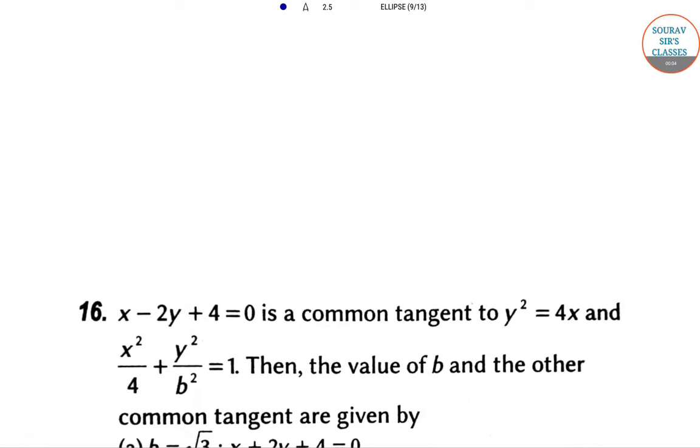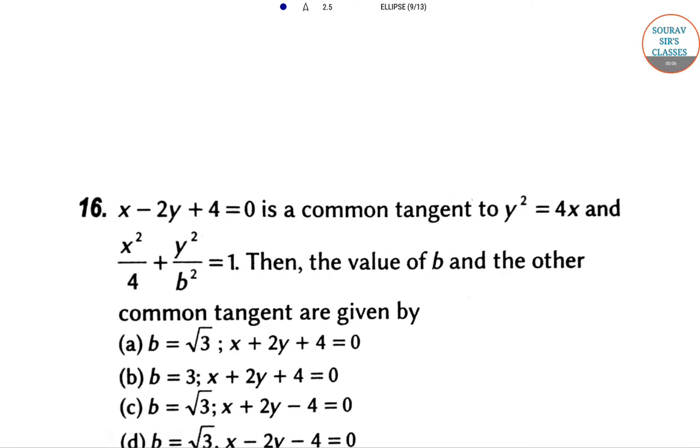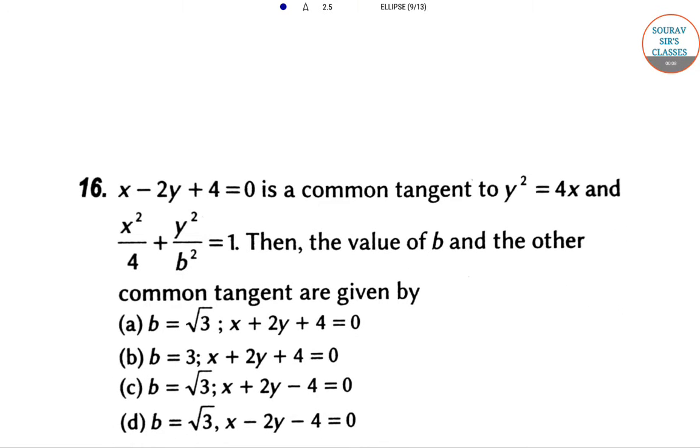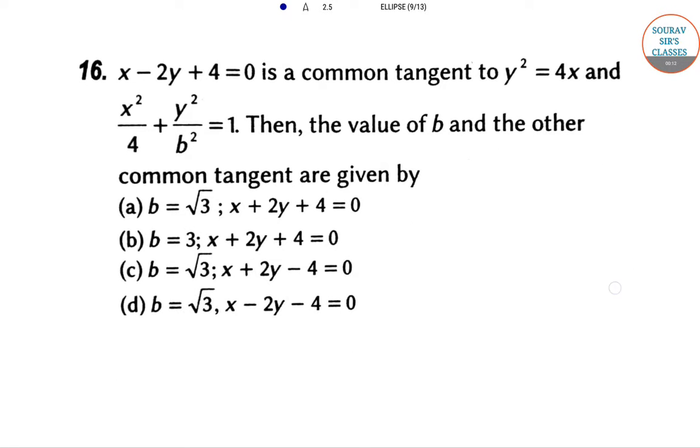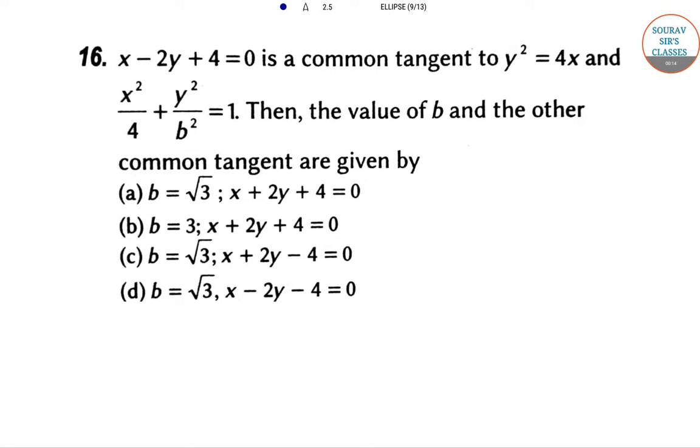Let's discuss a problem regarding tangent, parabola, hyperbola, ellipse and circle. Basically coordinate geometry. So the question is: x minus 2y plus 4 is equal to 0 is a common tangent to y square is equal to 4x and x square by 4 plus y square by b square is equal to 1.